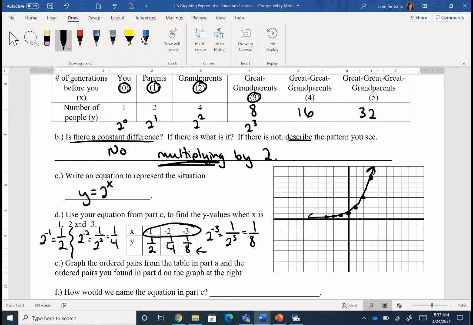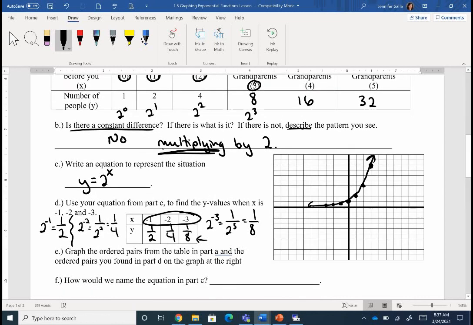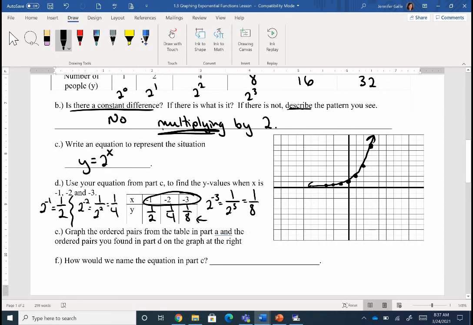I can't get anything. I mean, we've got 2 to the 0, 2 to the first, 2 to the negative first. I can't get a 0, and I can't get anything negative. So this equation, we name it, this is an exponential. Because our x is an exponent. So if your x is an exponent, you've got an exponential equation. The graph is that curved shape that we see that we just created.